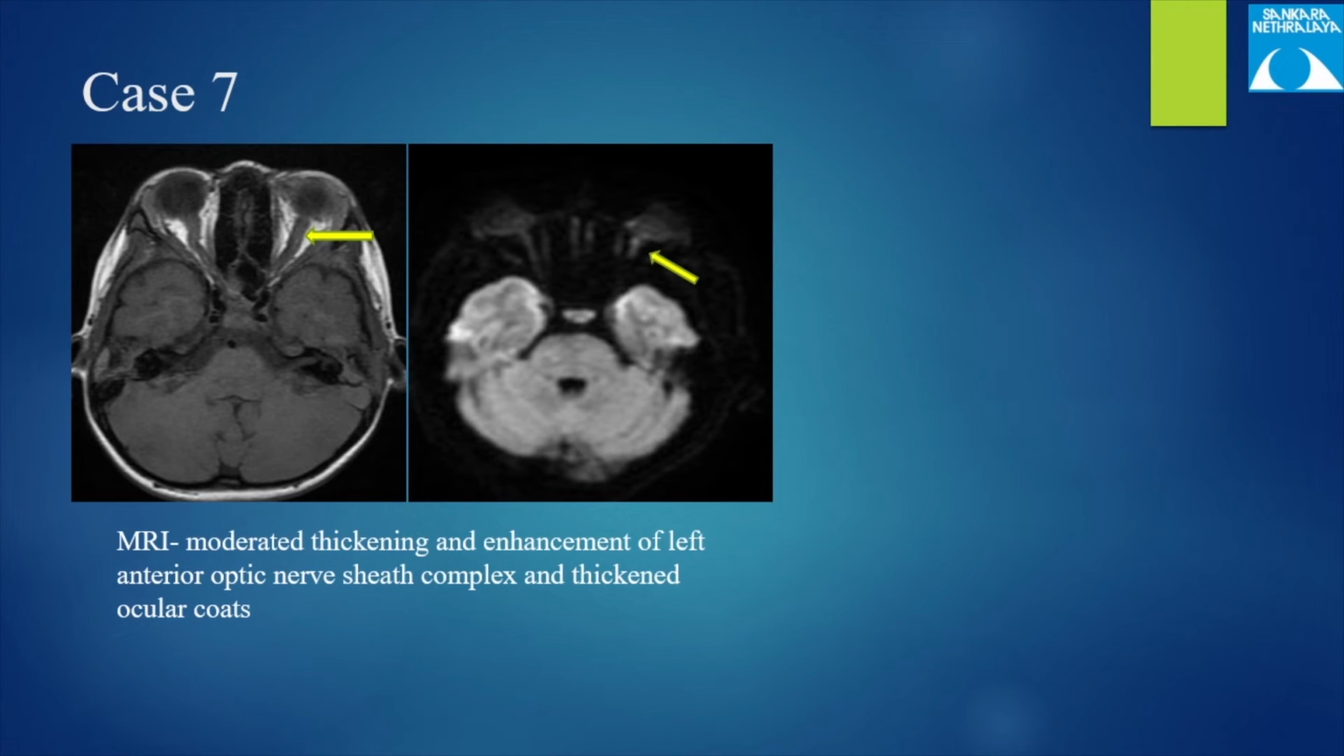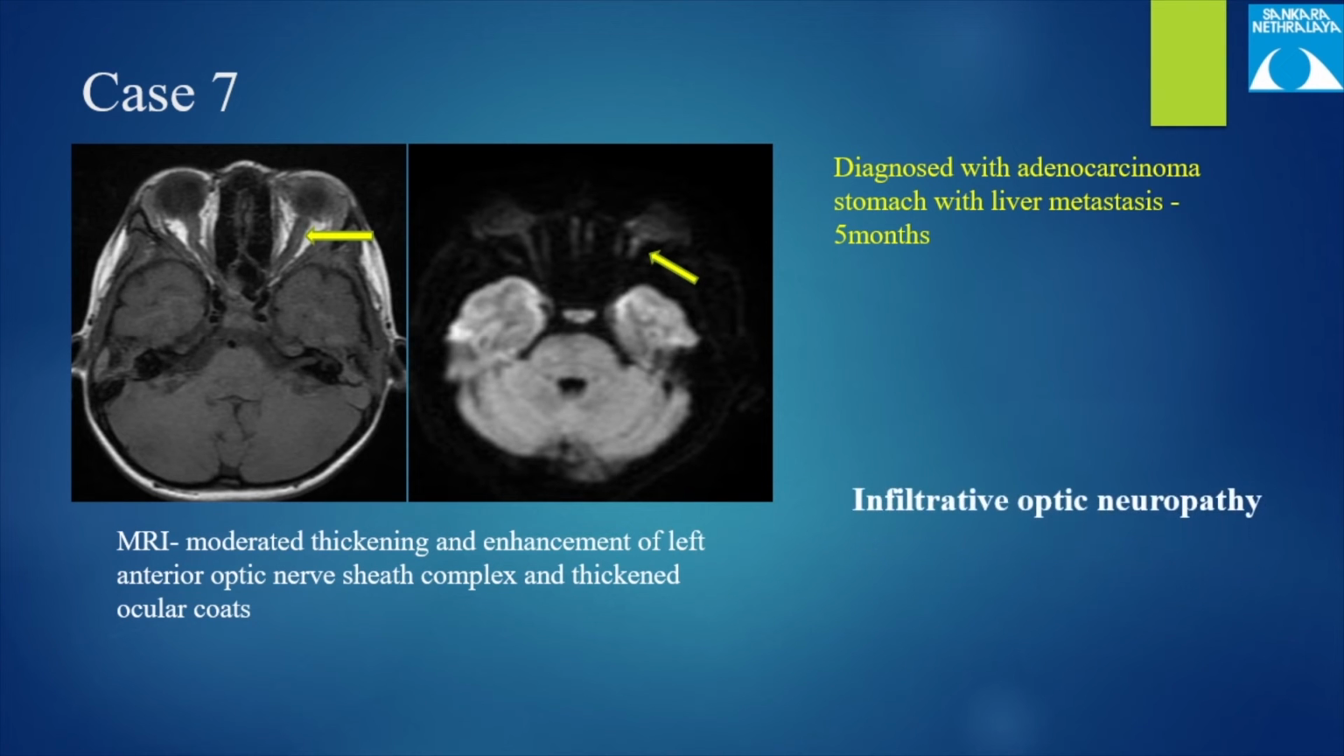What I didn't tell you all was that this patient has adenocarcinoma of the stomach with liver mets. So he had infiltrative optic neuropathy. The mechanism of vision loss you'll need to read up.